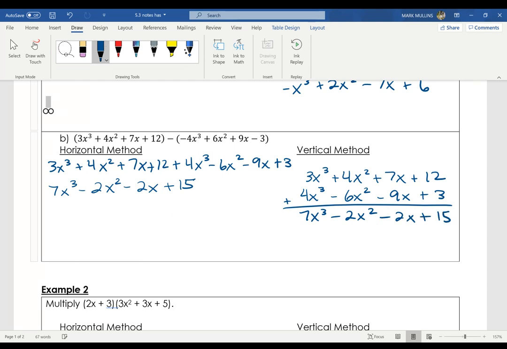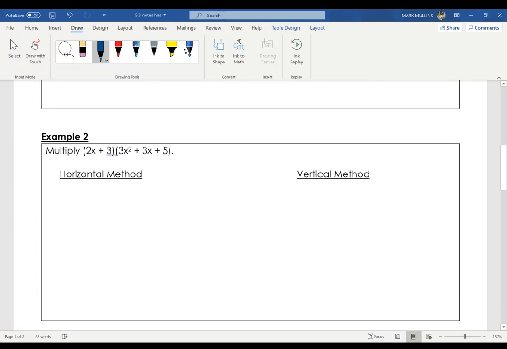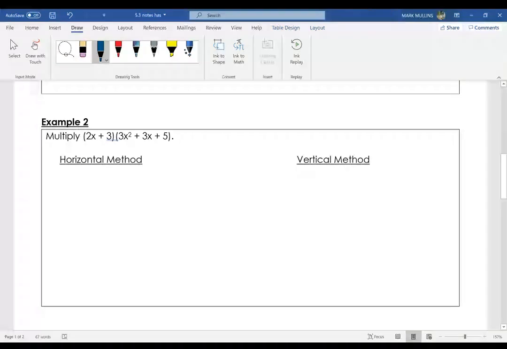So this really should be reviewed. You should be pretty comfortable adding polynomials. So for example 2, we're actually multiplying. So when I multiply and I have a binomial times a trinomial, my horizontal method will just be to go through. I'm going to multiply 2x times everything in the second one, and then plus 3 times everything in the second one. I'm just going to write out one big long list, then I'm going to look for those like terms.